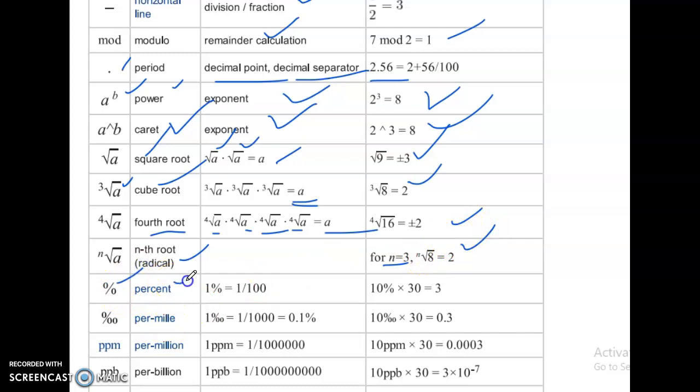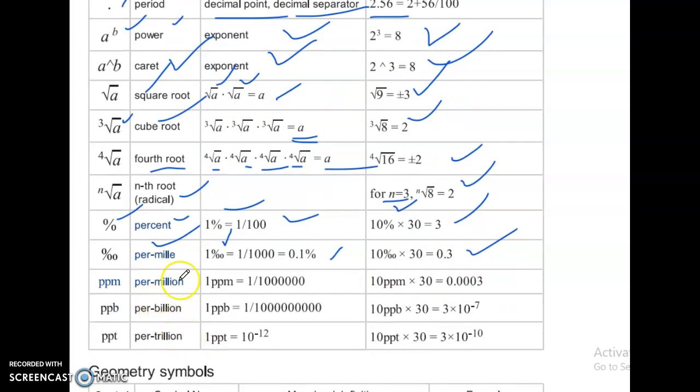Percent: 1% is 1 divided by 100. 10% of 30 equal to 3. Per mille: 1 per mille means 1 divided by 1000 equal to 0.001. 10 per mille of 30 is 0.3.